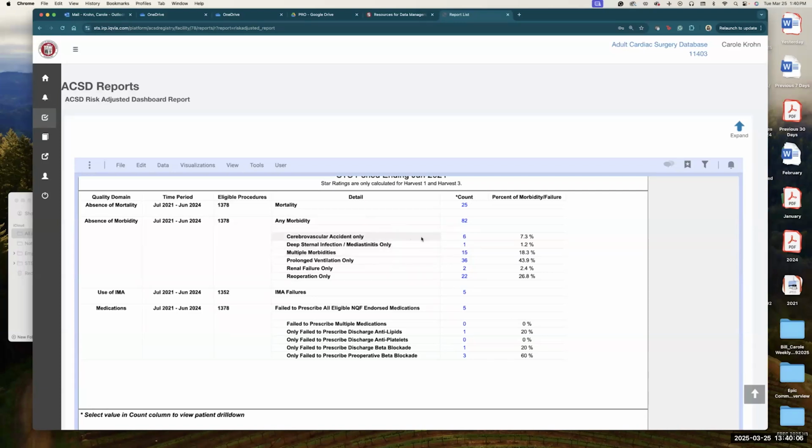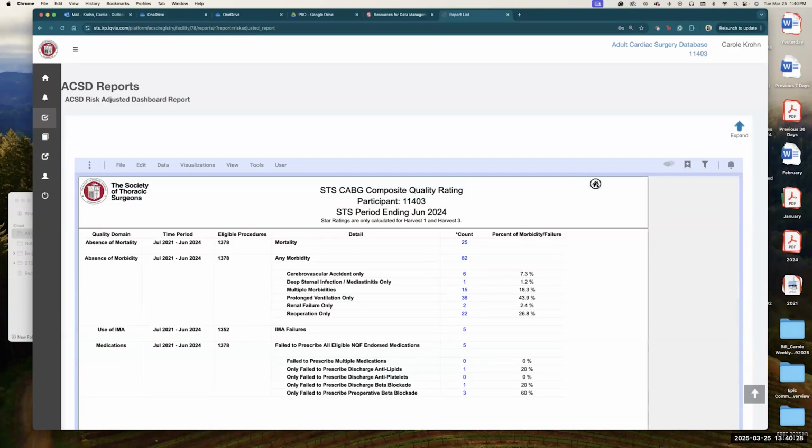So it'll say cardiovascular accident only. It'll have 6 patients. These patients only had a CVA. But there could be other CVA patients within this multiple morbidity tab that had something else happen, like prolonged vent or renal failure. That's right. Okay, so you're going to show later on what else to look at for process improvement.